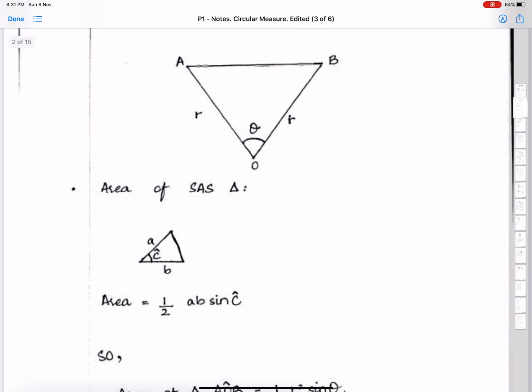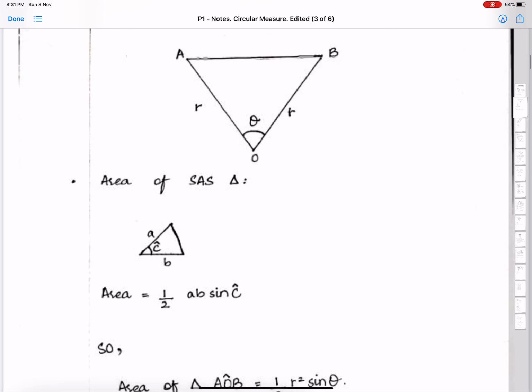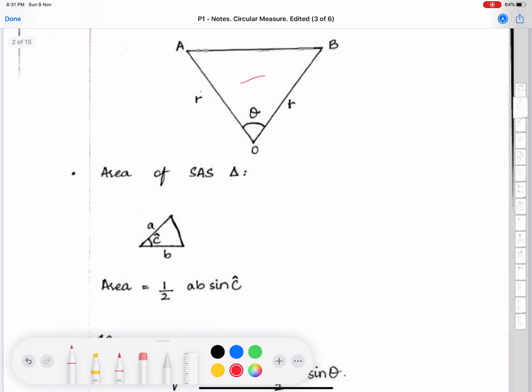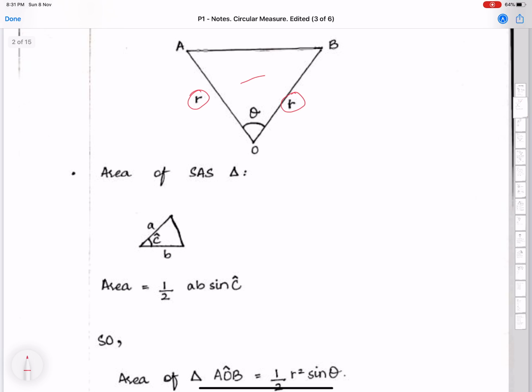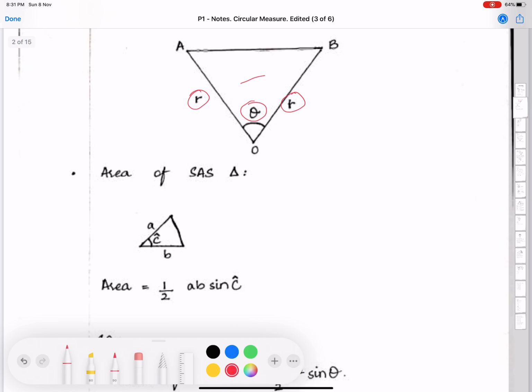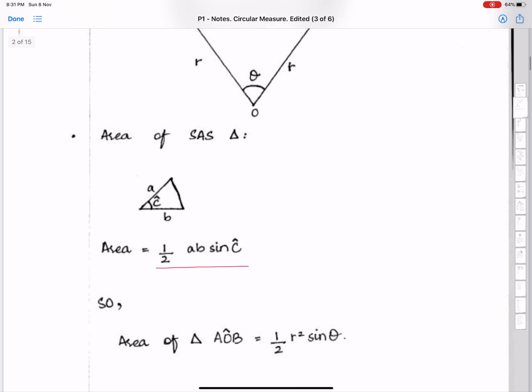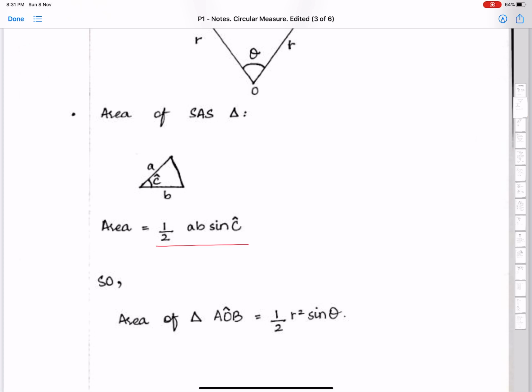Well, area of side angle side triangle. This triangle is side angle side because two known sides and their common angle are given. So to find the area of a side angle side triangle, we use this formula, half AB sine C. And according to this triangle, this formula will become half R square sine theta.